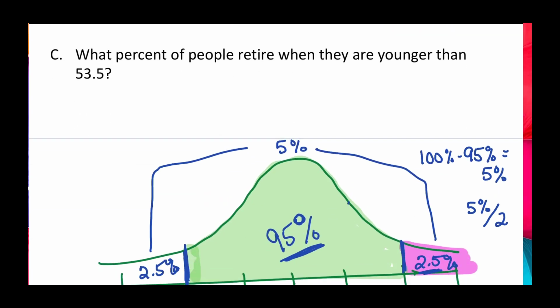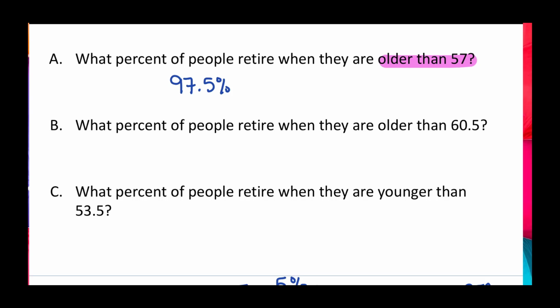So why don't you pause the video and try these next two. What percent of people retire when they're older than 60.5, and what percent of people retire when they're younger than 53.7? And then when you're ready, we will go over both of those.